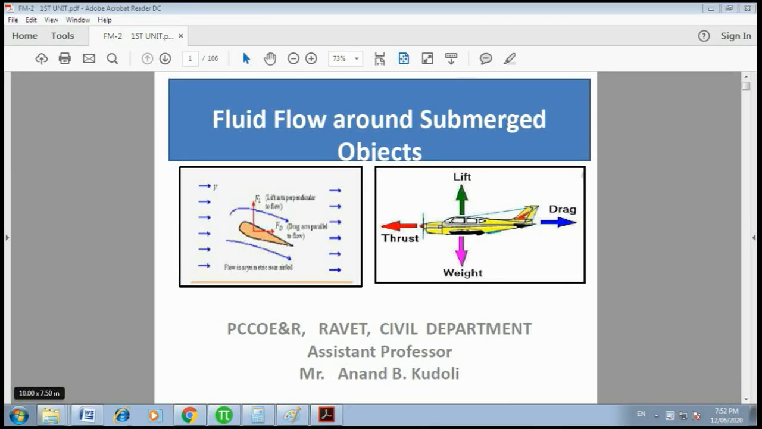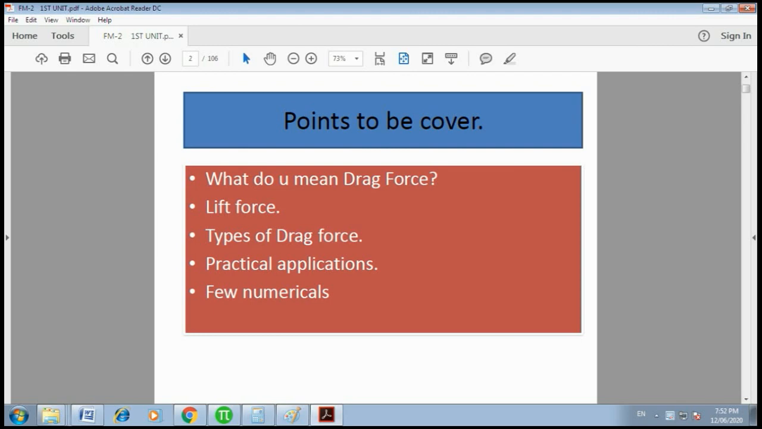Hello friends, today we'll see fluid flow around submerged objects. This is one of the important topics in FM2, that is Fluid Mechanics 2. Under this topic today we'll cover these points. First of all, what do you mean by drag force, then lift force, then types of drag force, practical applications and a few numericals.